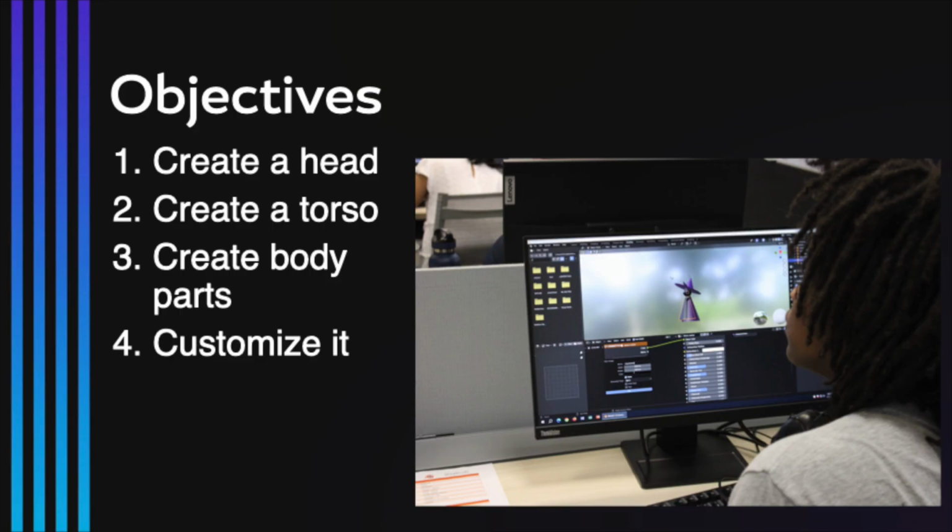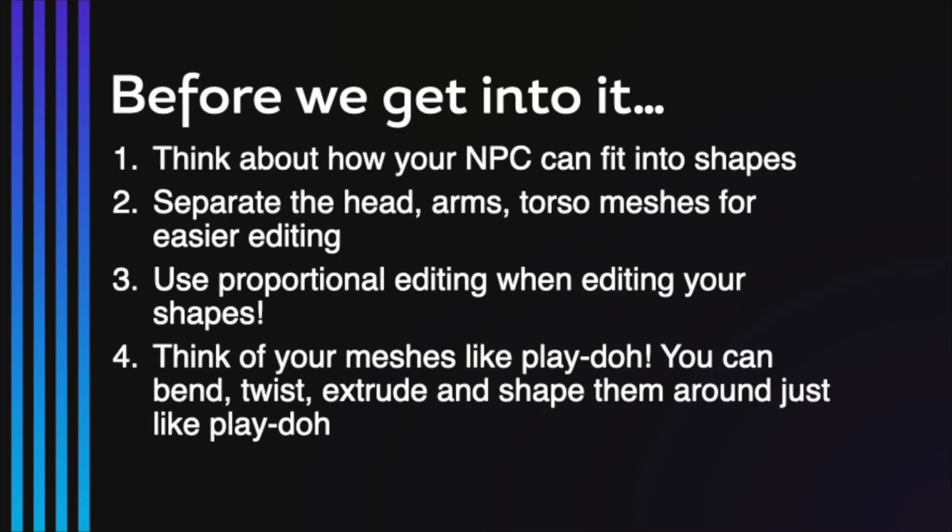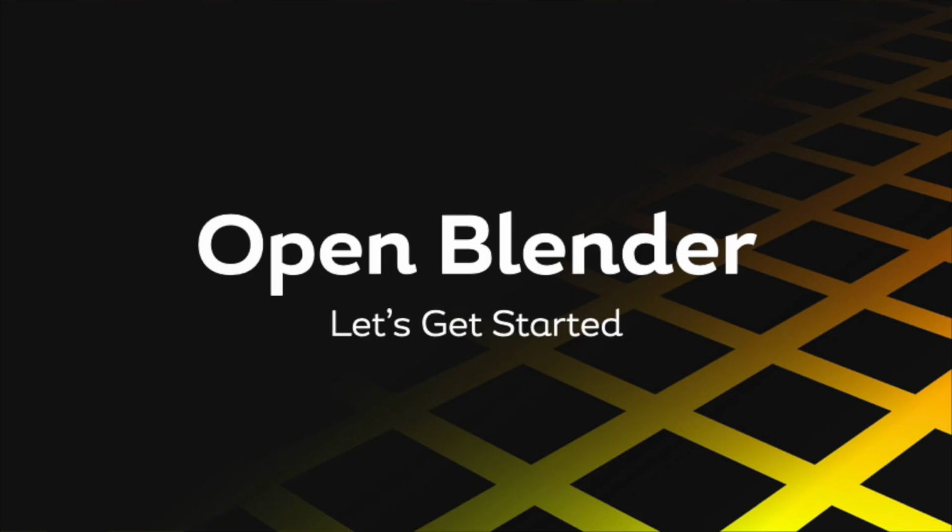We're going to create our character's head, torso, limbs, and learn how to customize them. Before we actually start 3D modeling, let's think about how your NPC can fit into shapes. We're going to keep our NPC's head, arm, and torso as separate models for easier editing, and we'll also be learning proportional editing. And finally, I want you guys to think of your meshes like Play-Doh. You can bend, twist, extrude, and shape them around just like Play-Doh. Now, let's open up Blender and create our 3D character.